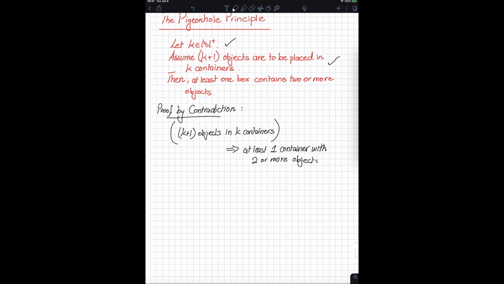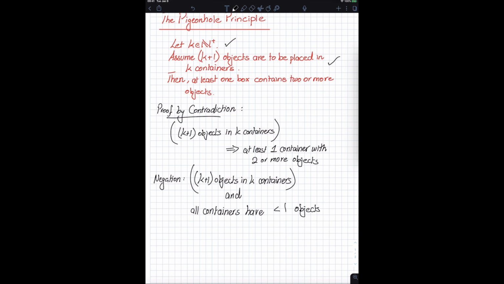Now its negation, or the opposite of this statement, would be as follows: you have k plus 1 objects in k containers and all the containers have one or less than one, or I would just write down, have less than two objects in them.